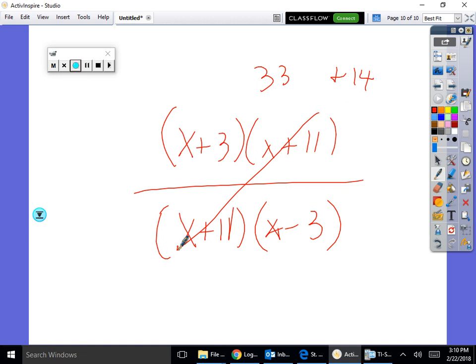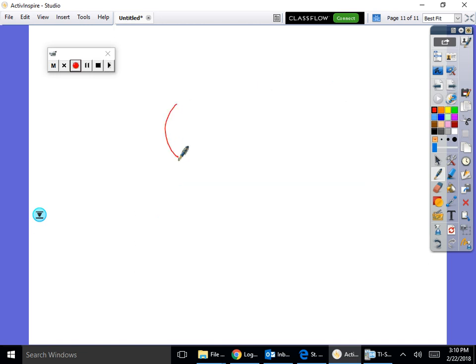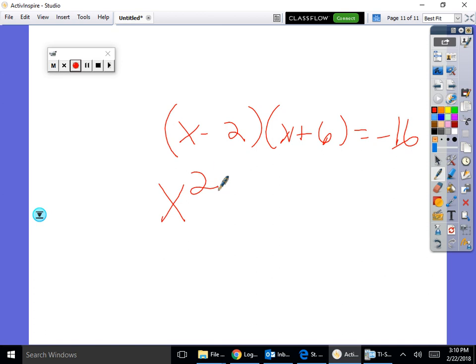Okay, I'm not going to have you do a practice one. We're going to walk through 18 and then we're going to move on. X minus 2 times x plus 6 equals negative 16. What do I need to do first to be able to solve this? I have to multiply it out. So I'm going to do FOIL. So I have x squared plus 6x minus 2x, which is 4x. I'm just not showing all my work. Is everyone okay with that? I'm doing FOIL, but I'm not showing it. And then minus 12 equals negative 16.